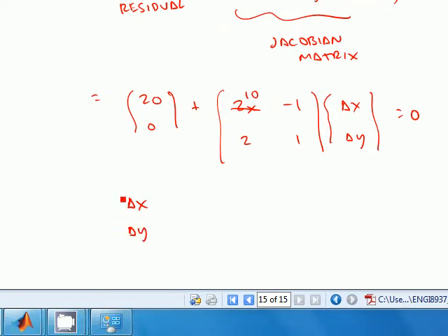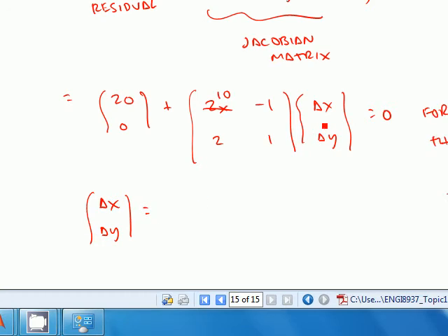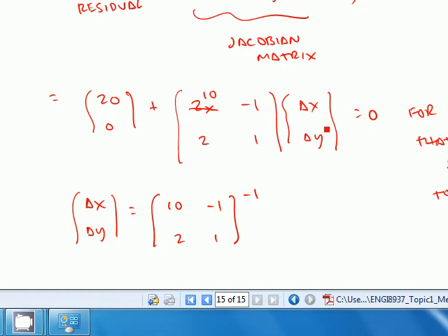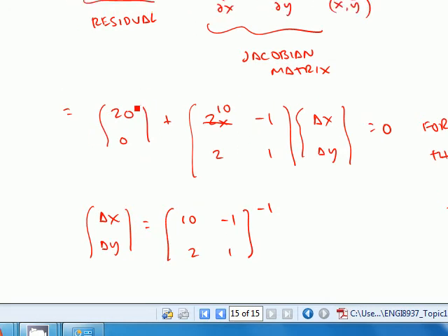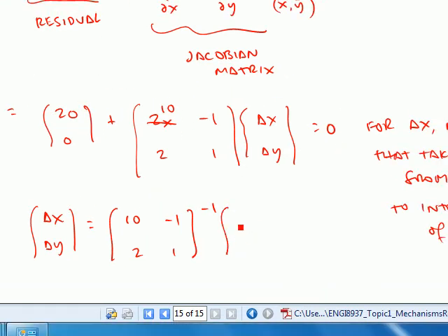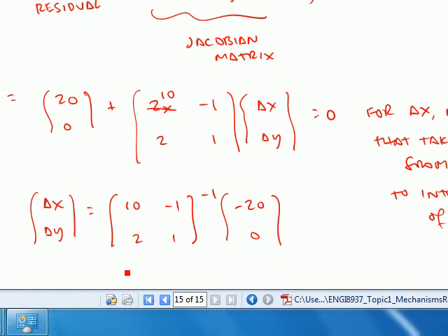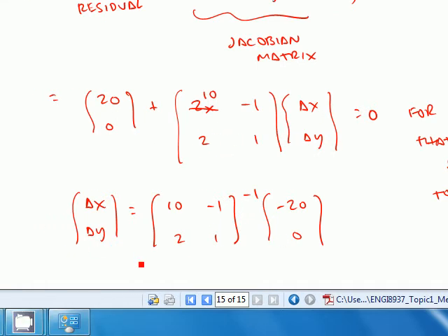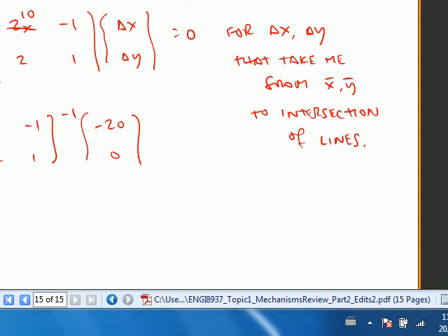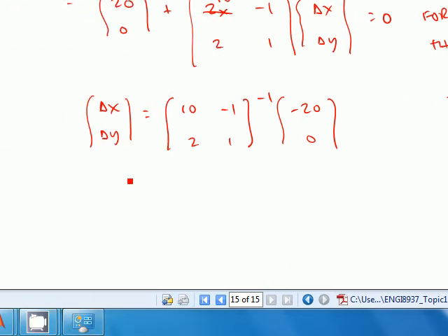And of course the easiest way to do that is to say delta x and delta y is going to be the inverse of this coefficient matrix multiplied by the residual vector brought over to the other side, so minus 20 and 0. I'm multiplying both sides of the equation by the inverse of this matrix, and I'm doing the same thing that you would do in the velocity and acceleration analysis in MATLAB. So if you punch that into MATLAB, you're going to get these corrections delta x and delta y.